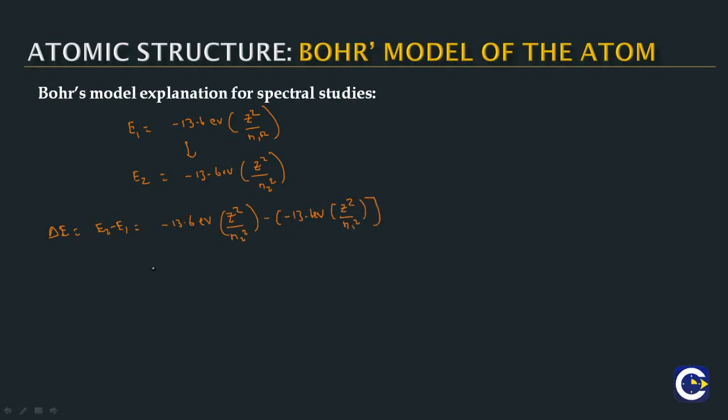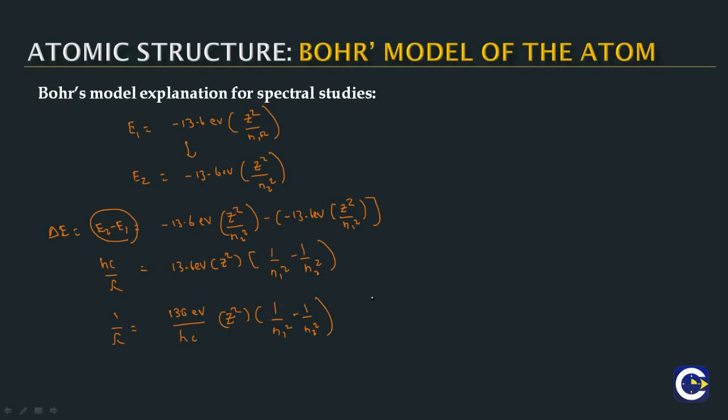So minus of minus will become plus, and we'll take the 13.6 electron volt into Z square common out. The remaining entity will be 1 by n1 square minus 1 by n2 square. Now if this energy is emitted in the form of radiation, the energy of the radiation formula will be hc by lambda. So on rearranging, just bringing the h into c to the right side, we'll have 1 by lambda equal to 13.6 electron volt by hc into Z square into 1 by n1 square minus 1 by n2 square. Now if you closely observe this, this formula looks very much similar to Rydberg's equation.